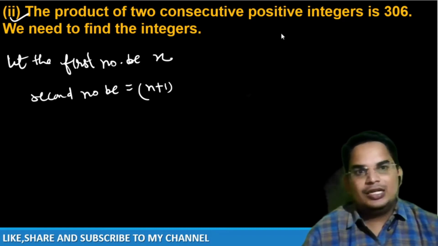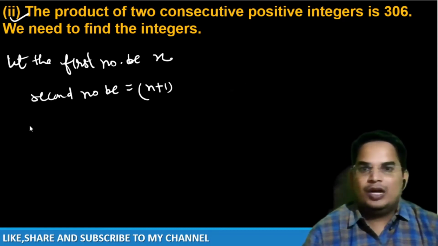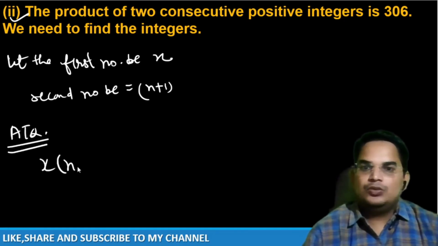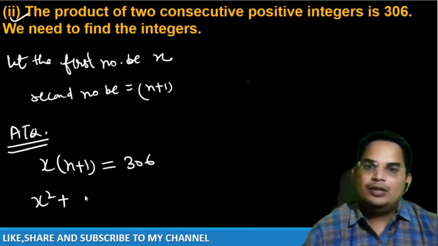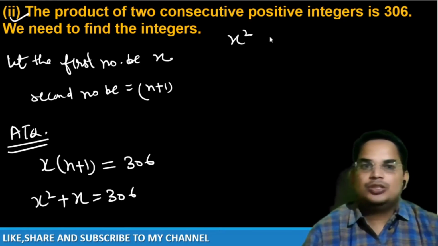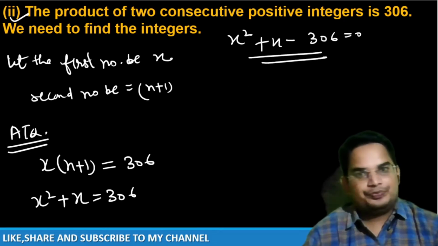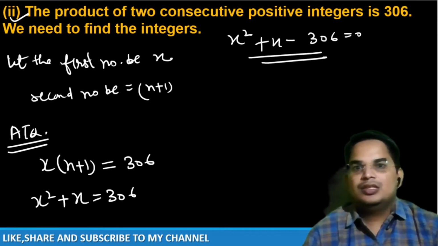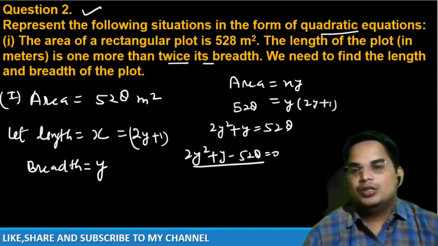According to the condition, the product of two consecutive integers is given here. So according to the question, x into x plus 1 is equal to 306. Multiply: x square plus x is equal to 306, and I will transfer this 306 to this side, so it becomes x square plus x minus 306 is equal to 0. This we have got. Okay, in this question we only have to represent the equation, not solve the quadratic equation. So this question is also done.